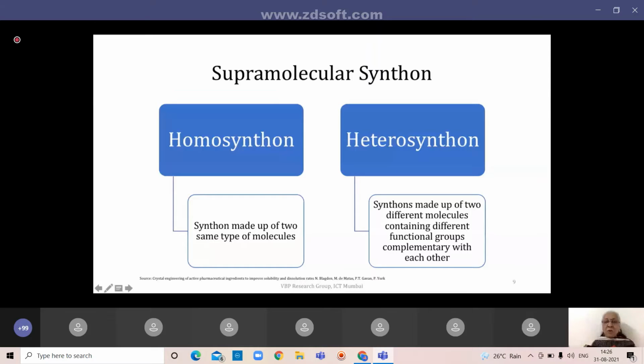So I'm sure now you can really predict where your co-crystals will fall. When we are talking about co-crystals or newer technology, they are nothing but heterosynthons, because you are going to react two different functional group containing moieties. So if you have an acidic group, you are trying to see whether you have a co-former which has an amino group, and vice versa. Whereas in case of homosynthon, synthons are made up of the same type of molecules.